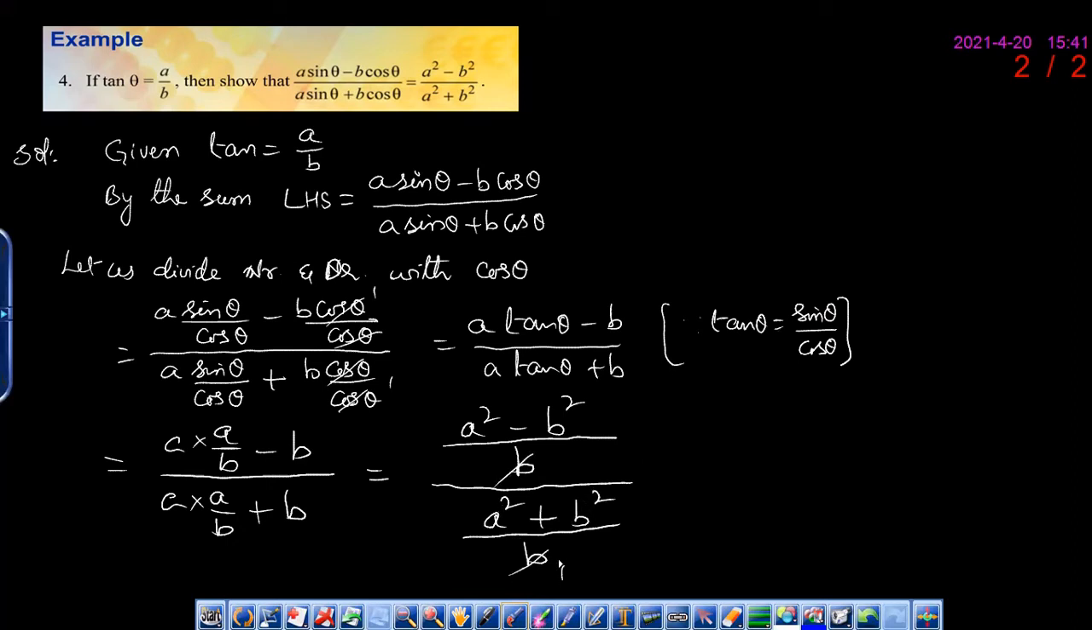So B and B get cancelled, and the leftover is A square minus B square by A square plus B square, which is nothing but the RHS. So this is how we can solve the problem in a different way. Whichever method you like, children, you can use that method. Either method 1 by using Pythagoras theorem, or by dividing and substituting the value of tan theta, you will get the same result.